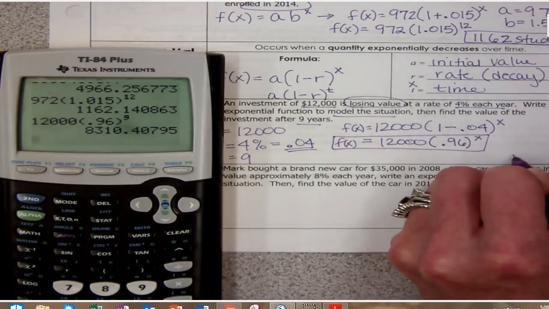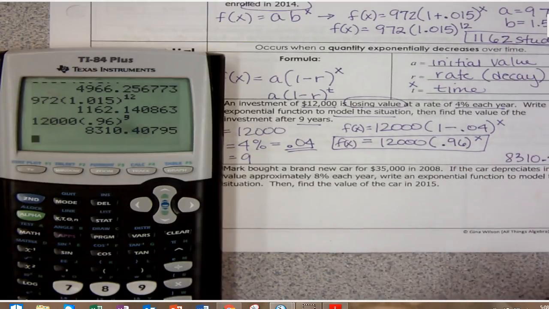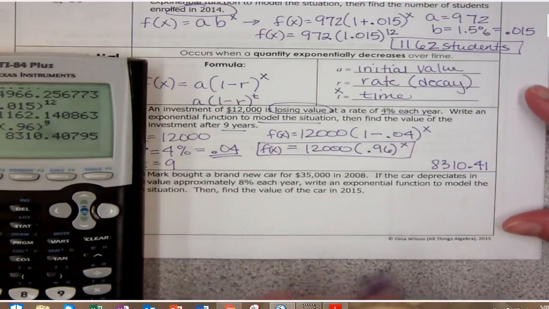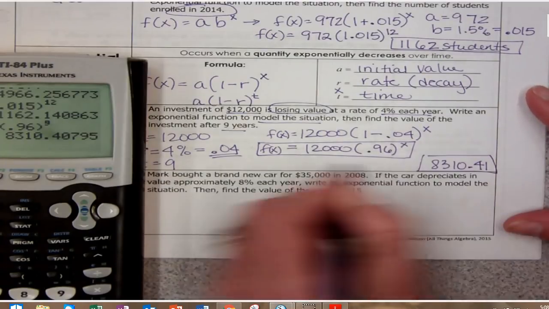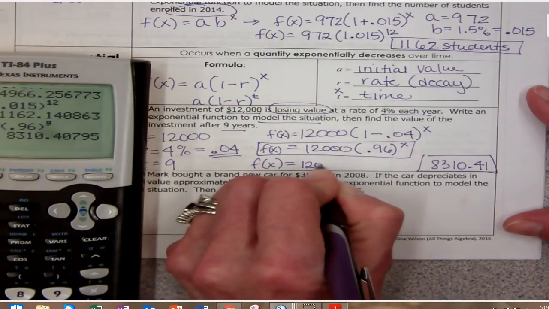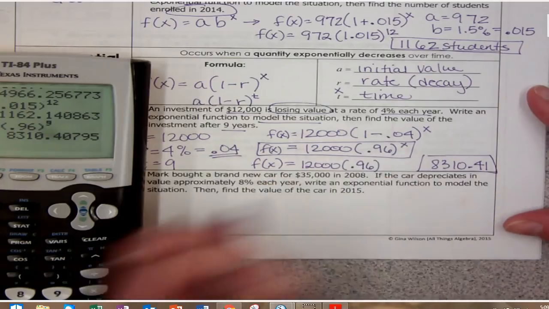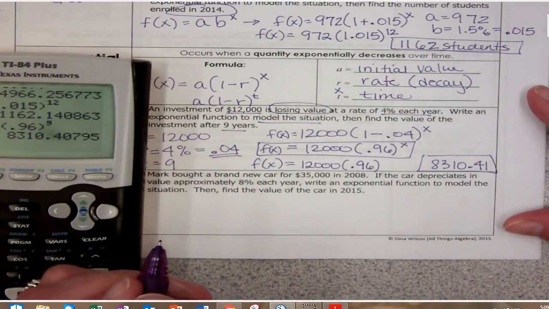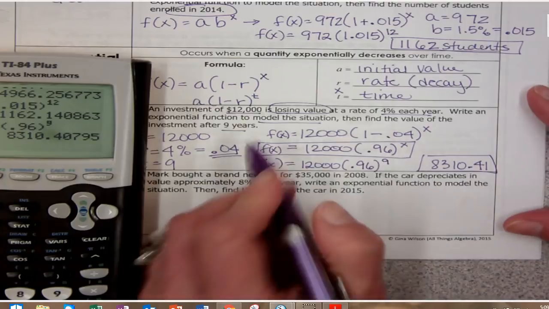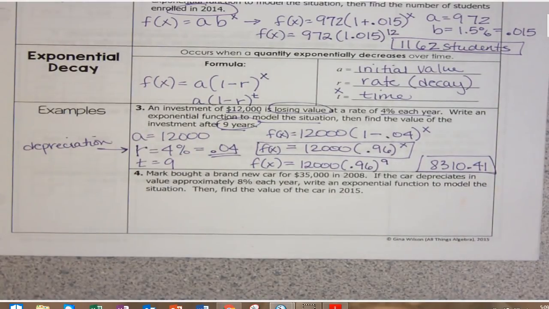Your answer is going to be 8310.41. Oh, sorry, 8310.41. And that is this equation with your decay rate raised to the 9th power for the number of years. All right, hopefully that is helpful.